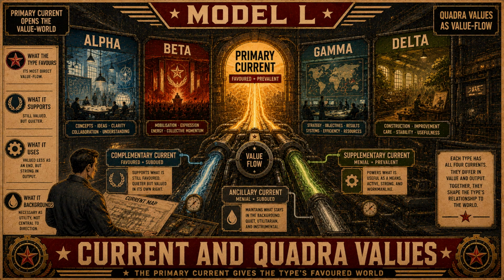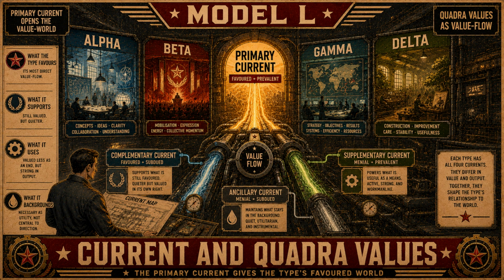Model L keeps that idea, but makes the structure more explicit. The primary current shows the most direct value flow of the type. These are the functions that are both favoured and prevalent. They show what the type most naturally leans into, pushes forward, and treats as important in its own right.